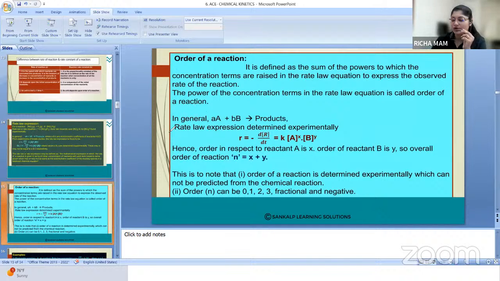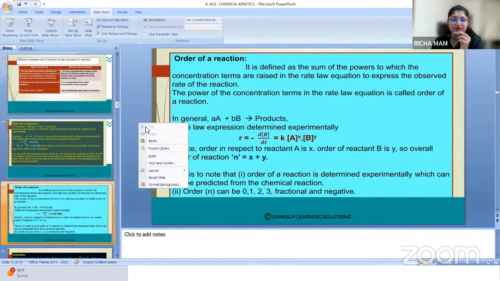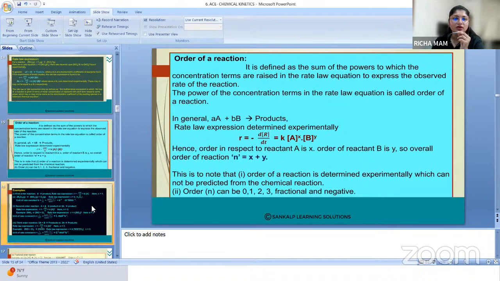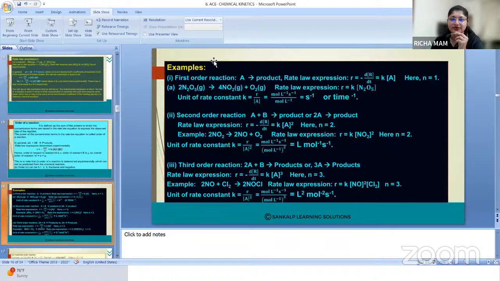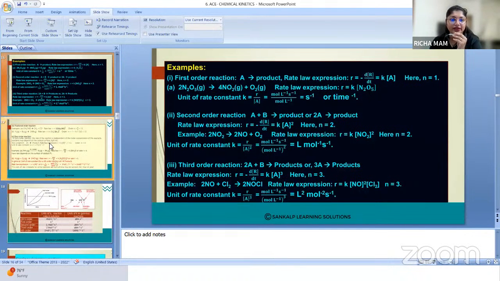Next, we had seen the units of rate constants. What are the different units? We have seen how to find the order of reaction. Then we have also seen the units of rate constants for zero order, first order and second order. Then we had started with molecularity of reaction.